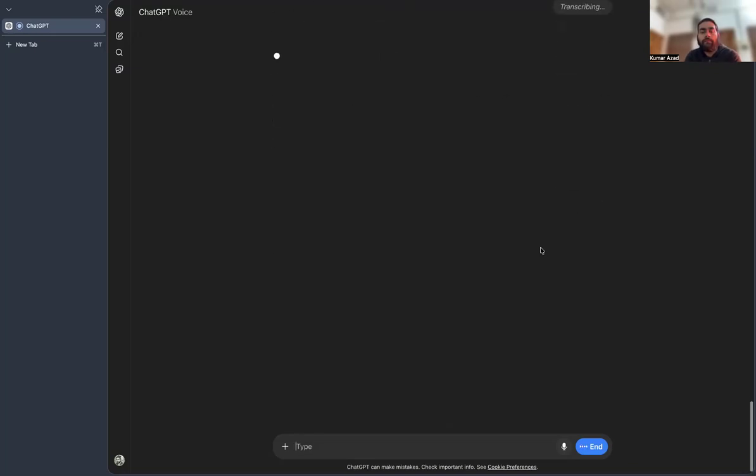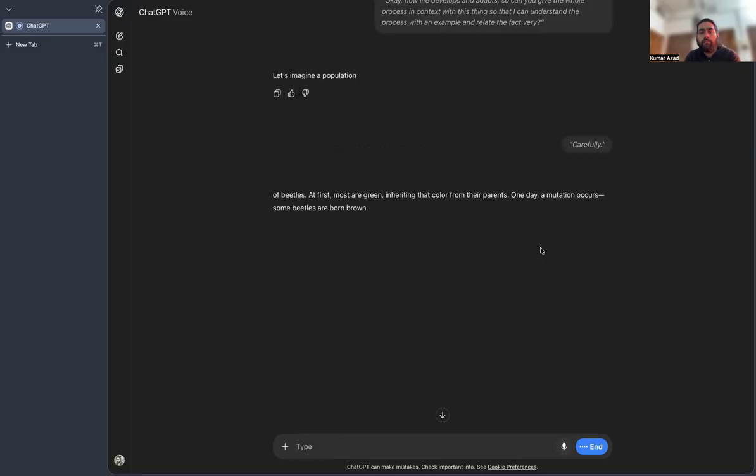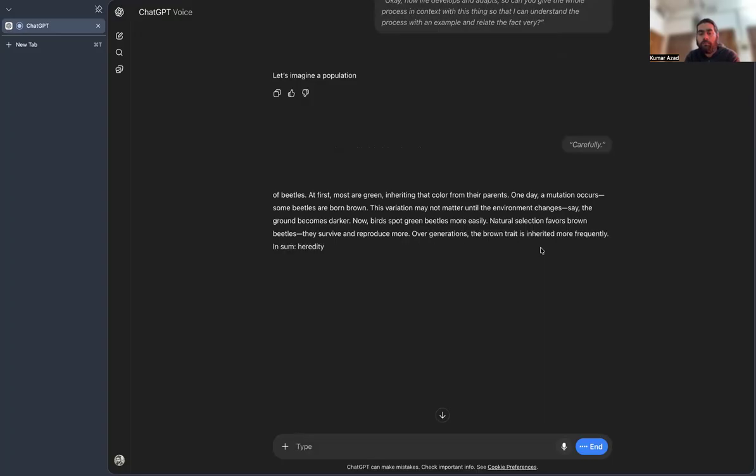Let's take beetles. At first, most are green, inheriting that color from their parents. One day, a mutation occurs. Some beetles are born brown. This variation may not matter until the environment changes, say the ground becomes darker. Now birds spot green beetles more easily. Natural selection favors brown beetles. They survive and reproduce more. Over generations, the brown trait is inherited more frequently. In sum, heredity passed the traits, mutation created variation, molecular processes ensured it all works, and evolution shaped the population.